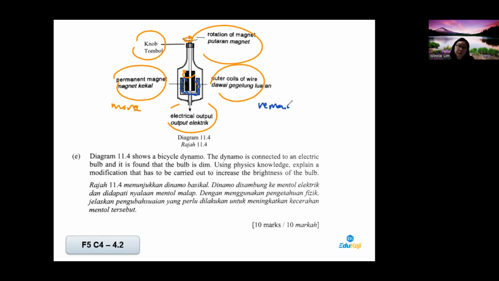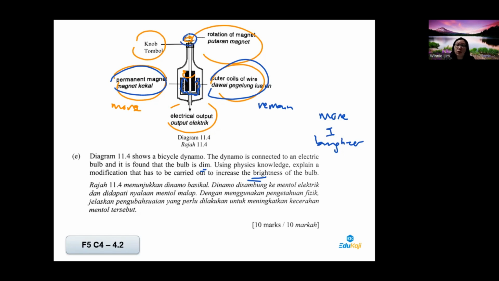Of course, if you want the bulb to be brighter, then you want what? More current being induced. So under this idea, you want more cutting of magnetic flux. In terms of magnet, you can say more magnets or a stronger magnet. In terms of coil, more coils. Of course, the reason is that the end result is more cutting of magnetic flux.